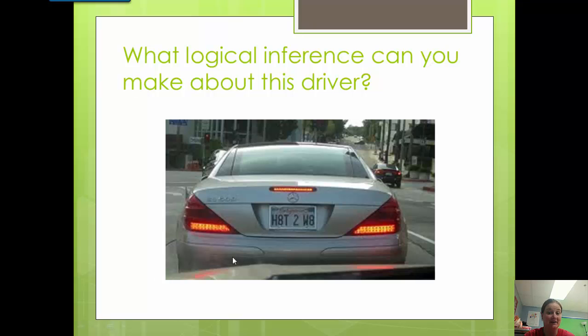For a little extra money, you can put whatever you want on a license plate, as long as it's the right number of letters and numbers. So this is "hate to wait." H8, hate to W8, wait. So if this was on the back of a car, what do you think that means? Go ahead and you can stop the video and make your inference, and then I'll make one.